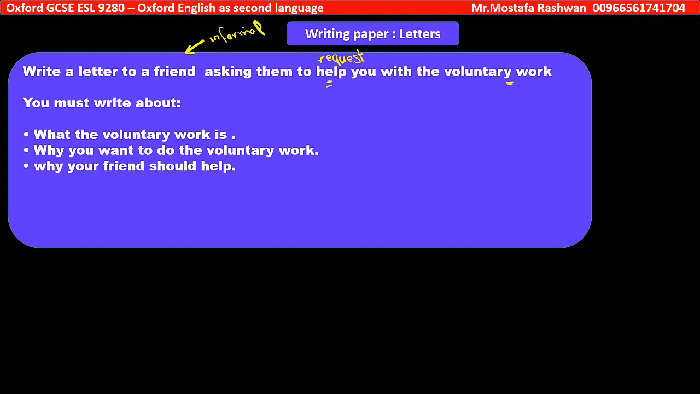With the voluntary work, it means your main topic is about a voluntary work, which you will provide in your introduction. So in your introduction in the letter, you would refer to the voluntary work and the reason for writing. In the body paragraphs of the letter, you must cover the 3 bullet points. Be sure that the style of language is informal.